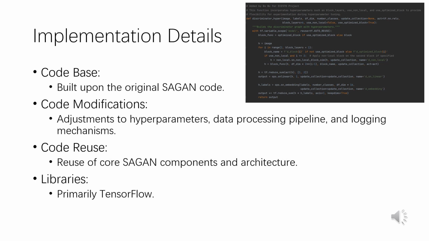Now let's delve a bit deeper into the implementation details. The code is built on the original SAGAN code, and I also used the improved GAN GitHub to convert datasets. But there are some modifications to specific files, including the generator and discriminator, and also a model file to choose the function I added. You can see the code above is the discriminator hyper function. I introduced some new variables like block layers, use non-local, and so on to improve the performance.